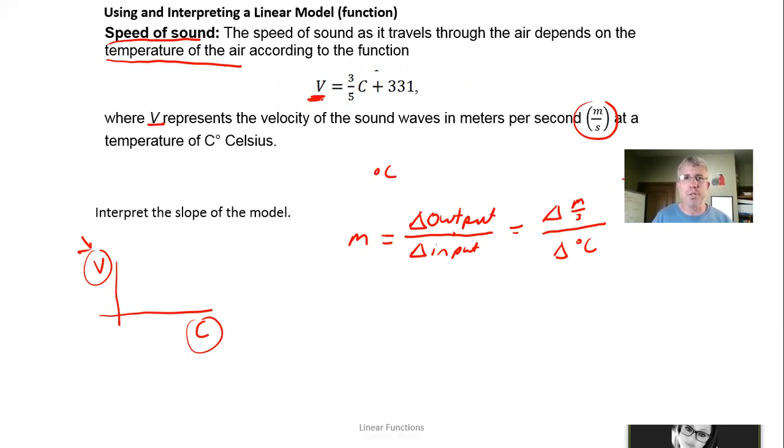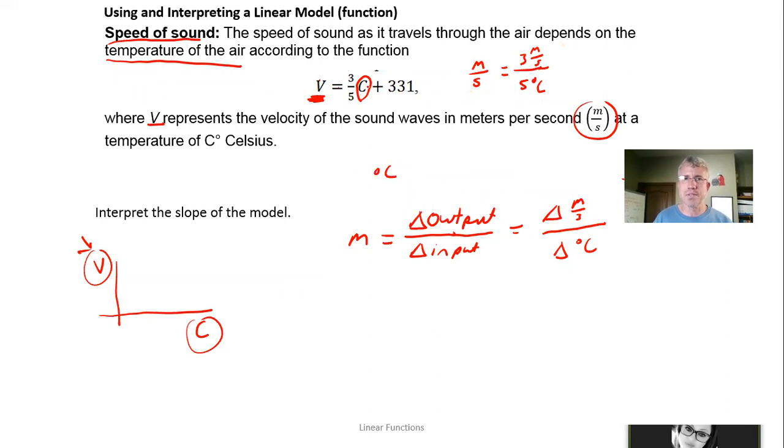Because what is the output supposed to be? A speed. So if I think about this, this should be speed equals. So meters per second equals. What does it equal? It equals 3 over 5. But the 3 has units. What are the units on the 3? Meters per second. And what are the units on the 5? Degrees Celsius. And then we multiply them by something. What do we multiply them by?